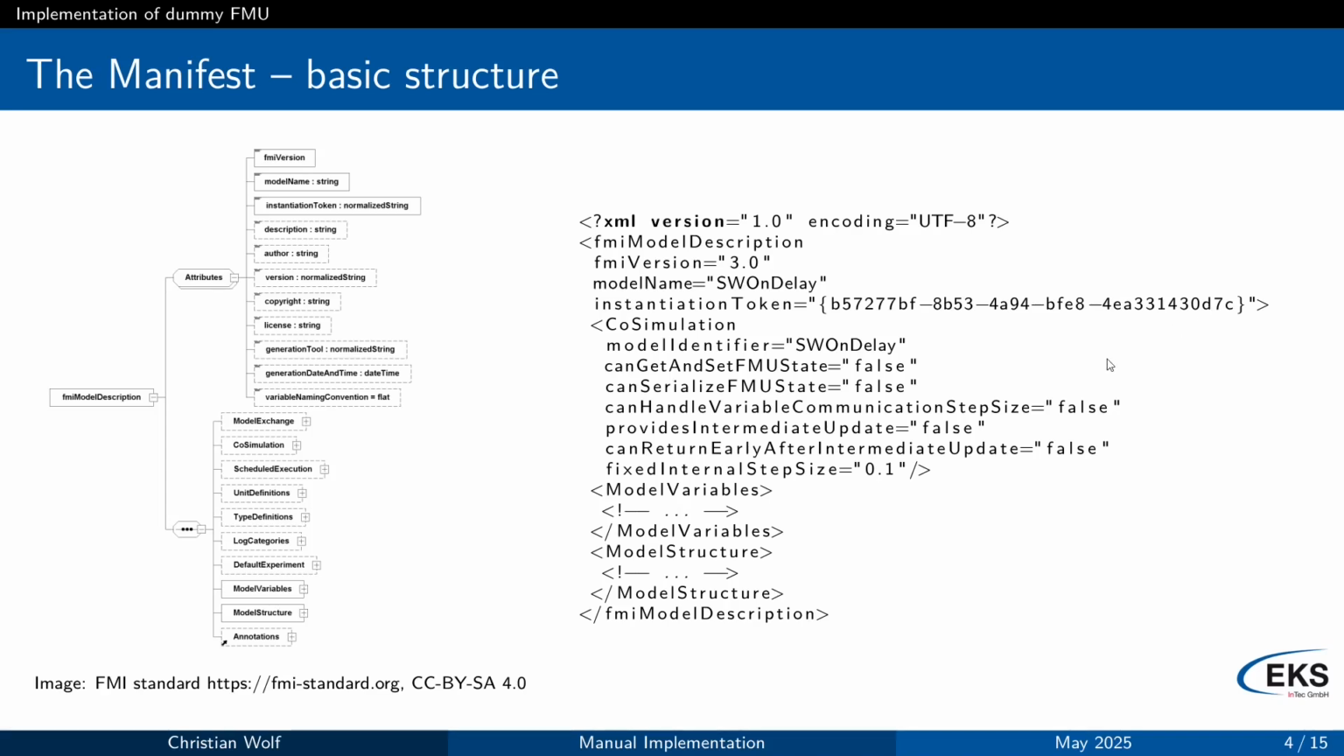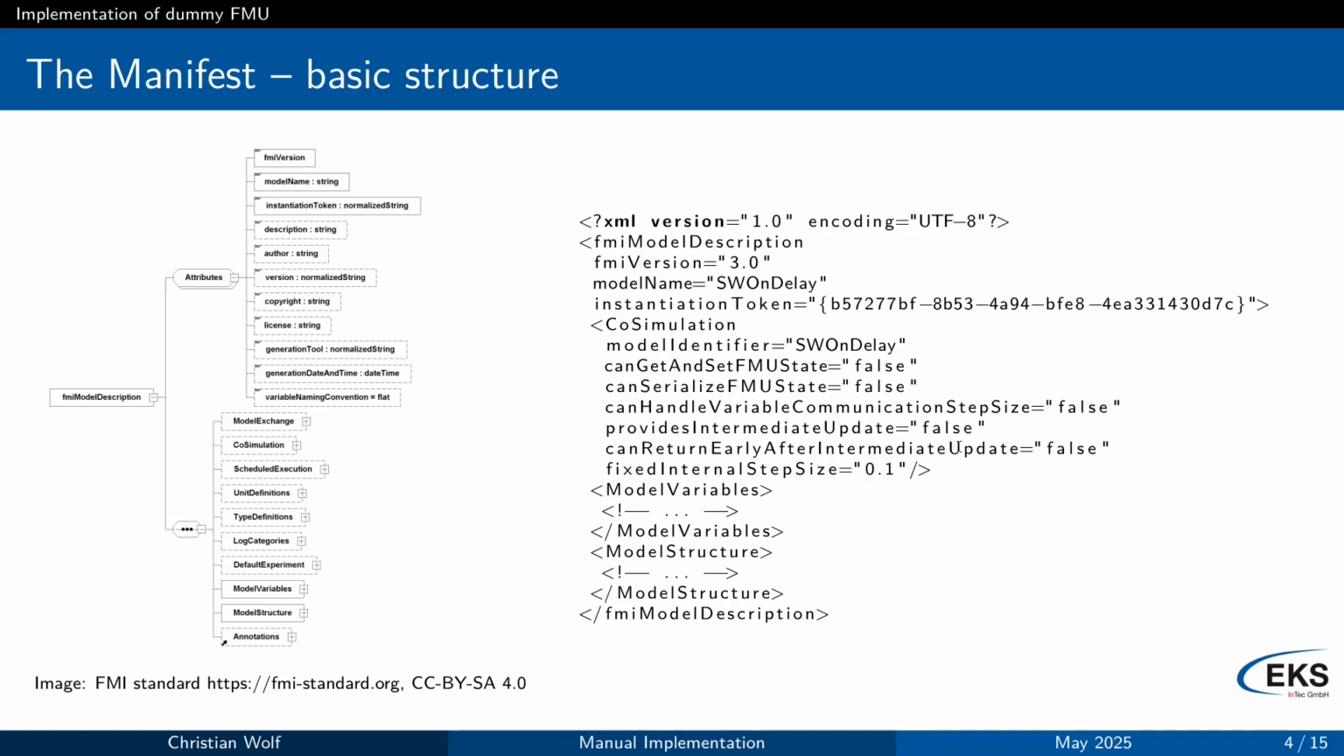Then the next thing is we are in a co-simulation environment. We could have FMUs that are both co-simulation and model exchange. That is possible in general. Then in addition to this co-simulation entry, you would have a model exchange entry, but here we have only co-simulation. Again, it's the identifier SV on delay, which is necessary at that point. Then we have here some capabilities: can get and set FMU state, can serialize FMU state, can handle variable communication, provides intermediate updates, can return, and so on. These are the capabilities I already mentioned, what this FMU can do.